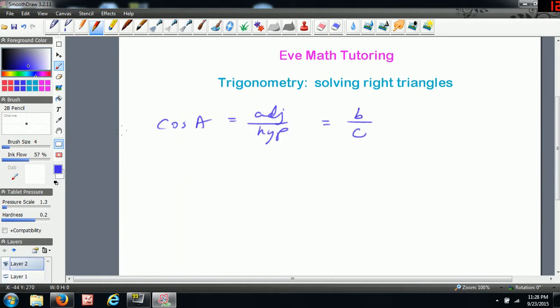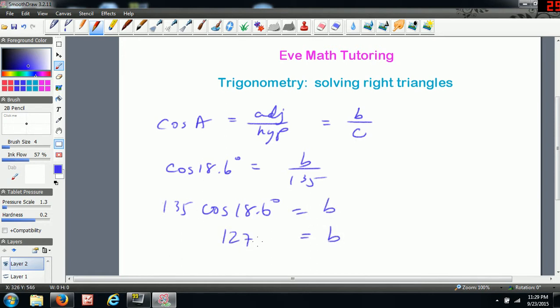So that would be cos of 18.6 degrees would be B over 135, and then just solving 135 times cos of 18.6, and then you would solve that and you would get the same answer. So there's more than one way. There are even more ways that you can solve these sides and angles in triangles, okay? So that is the solution.